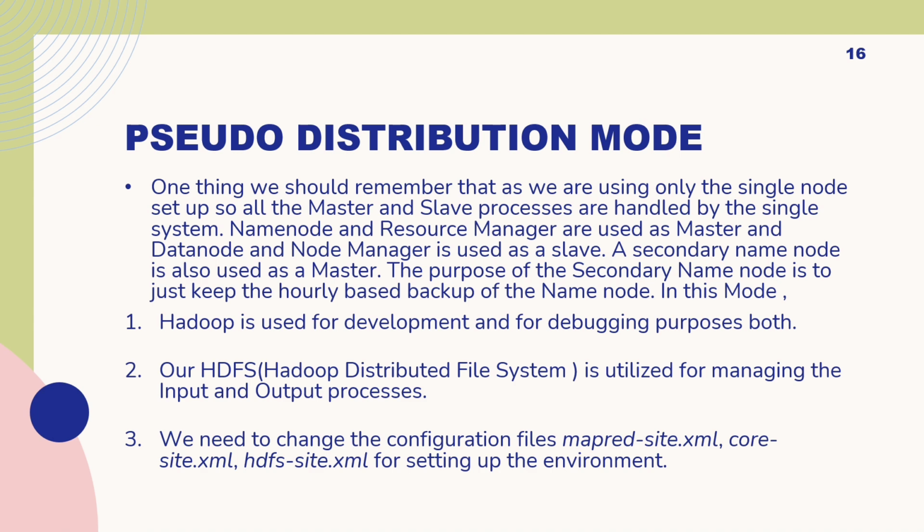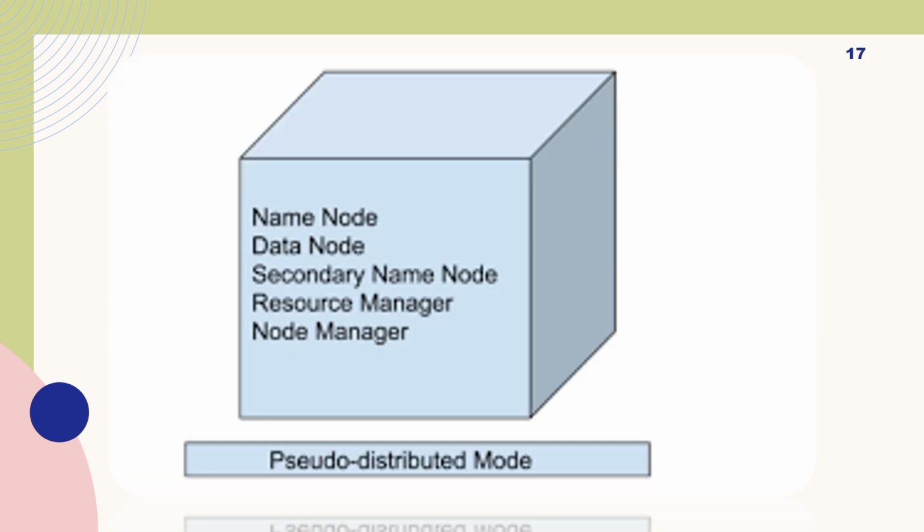In this mode, Hadoop is used for development and debugging purposes. Our HDFS, that is Hadoop Distributed File System, is utilized for managing the input and output processes. We need to change the configuration, which is not needed in standalone mode. The configuration files we need to change are mapred-site.xml, core-site.xml, and hdfs-site.xml for setting up the environment. This is the structure of the pseudo distributed mode.